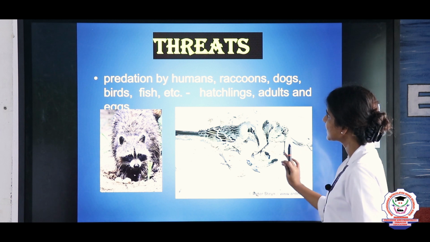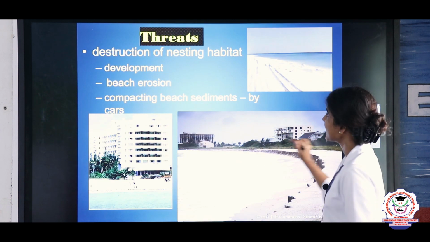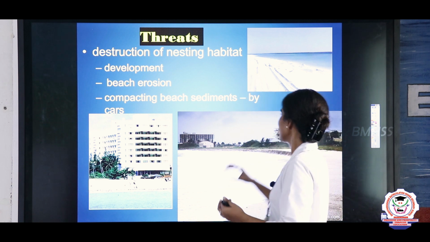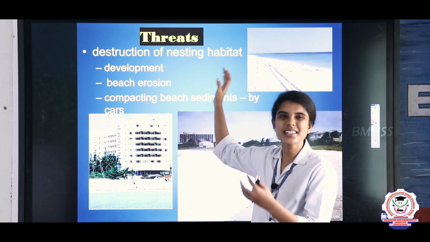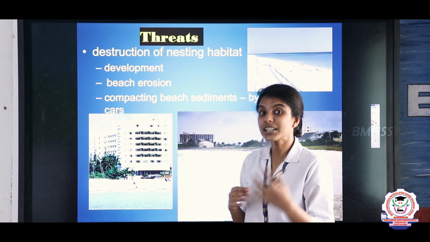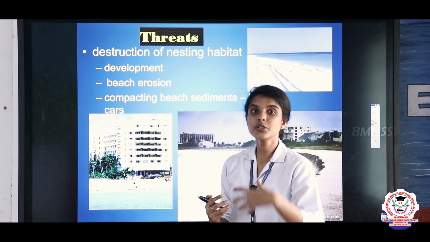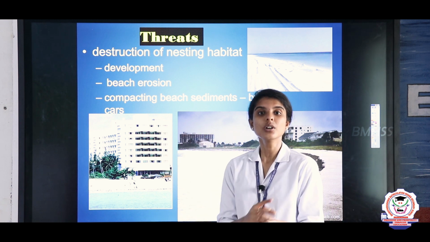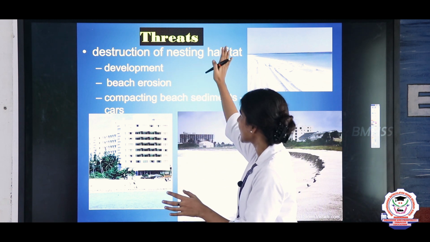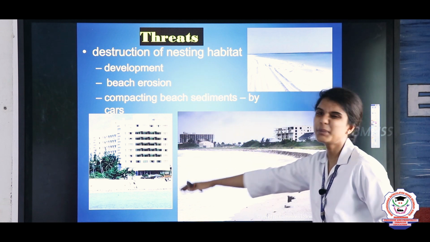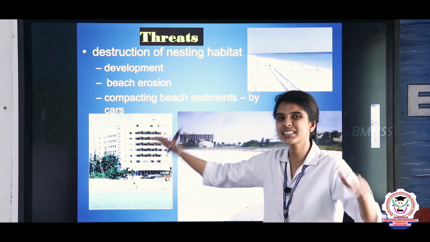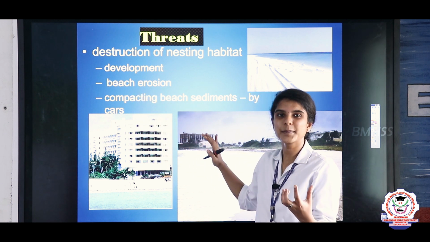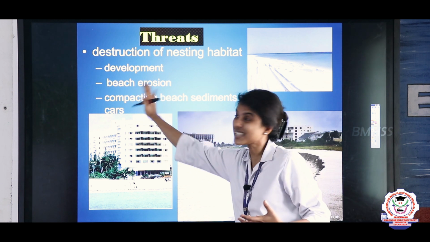In the next slide, destruction of nesting habitat. What do you mean by nesting habitat? I told you the sea turtle usually goes to the seashore and lays eggs there. So the destruction of nesting habitat is the development of buildings nearby the seashore, and the dangers faced by the sea turtle are beach erosion.